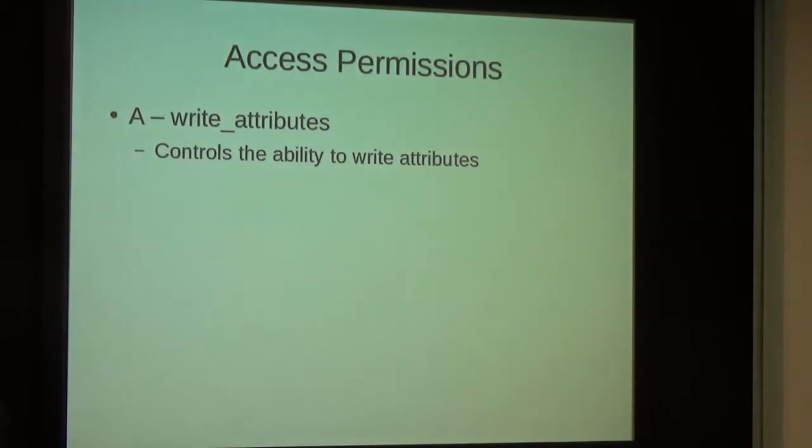Capital A is for write attributes. I don't have an example for this because I guess probably one of the few attributes you would write from userland would be the various timestamps that are set on an inode, and I don't see why that'd be a very good example to show.